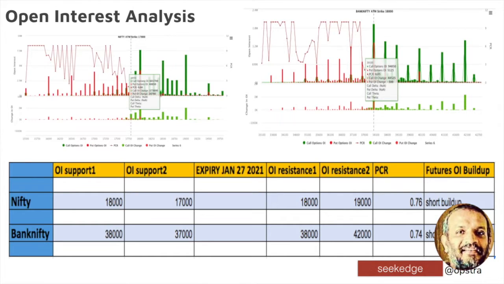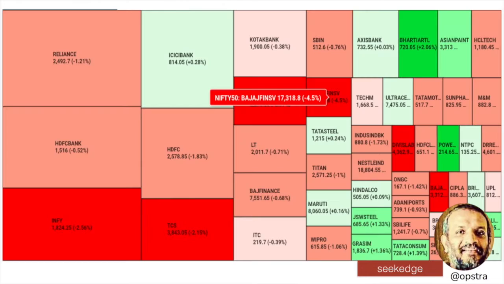It's not much relevant, but you see that it's playing around the 18,000 range and 38,000 range for the Nifty and the Bank Nifty for the next expiry as of now. But things could change each trading day. Options analysis keeps changing. But as of now, this is it.